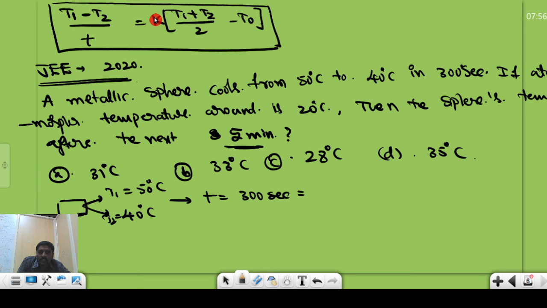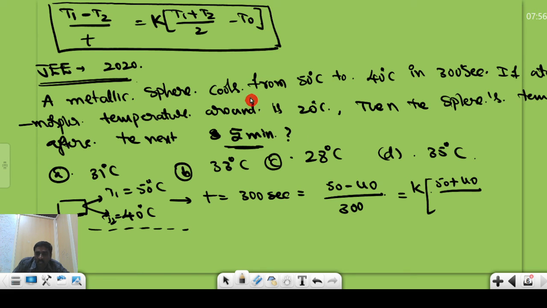So apply this formula, the K term is there, I missed that one. Use this formula in the given first observation: T1 minus T2 divided by the time 300 is equal to K into (T1 plus T2) divided by 2 minus T naught, that is 50 plus 40 divided by 2 minus the temperature of the surrounding, 20. This is the formula we are getting, equation 1.